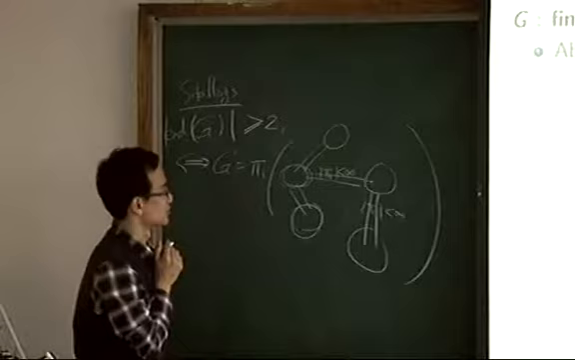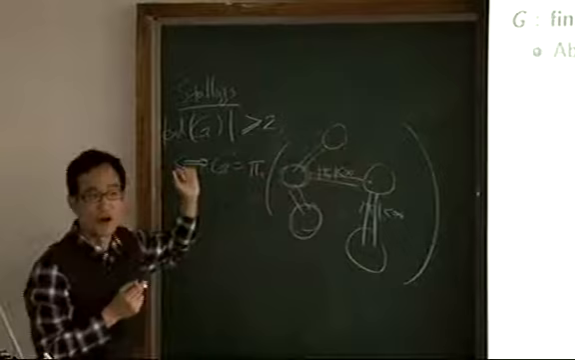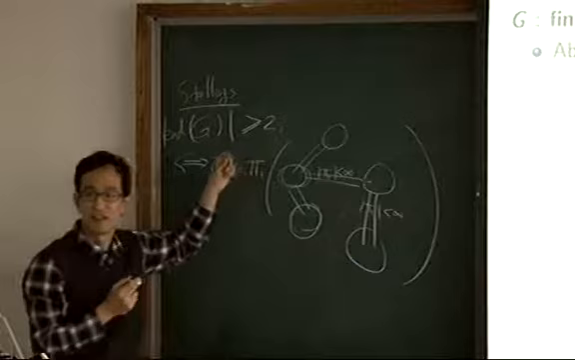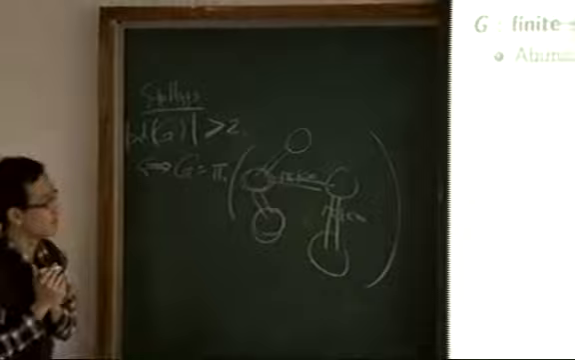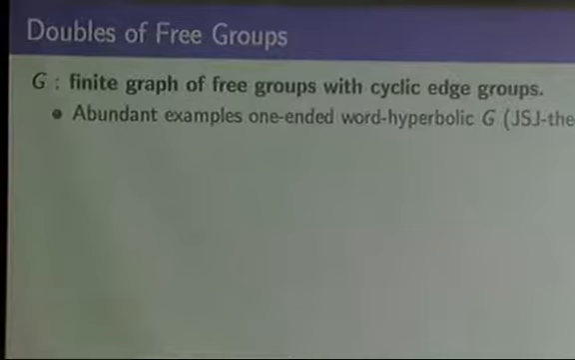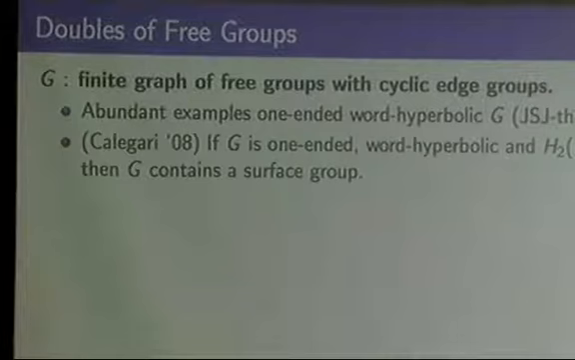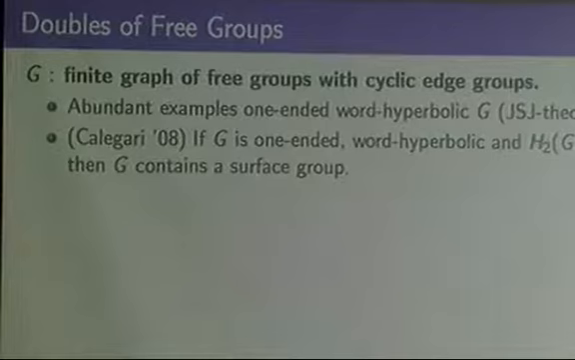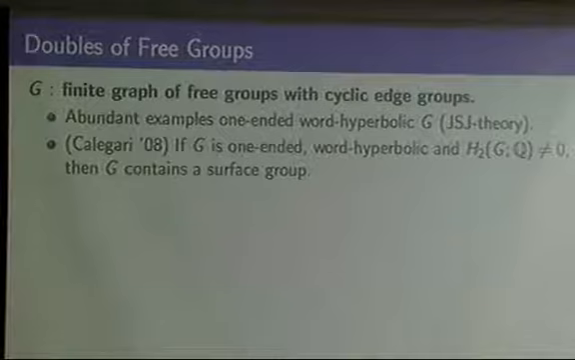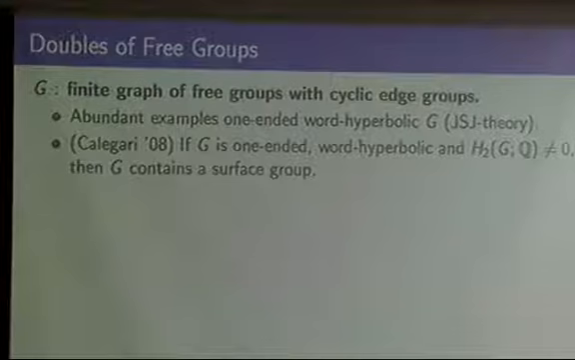In other words, take many, many graphs. For each graph, the pi one is free. And you attach several cylinders. The pi one of a cylinder is Z, cyclic edge groups. And according to JSJ theory, this is basically a basic step to go forward to the study of one-ended word hyperbolic groups. And Calegari in 2004 recently proved that for this kind of group, a finite graph of free groups, where finite means there are only finitely many vertex spaces and edge spaces, if it is one-ended and word hyperbolic, and in addition, if the second rational homology is non-trivial, then it contains a surface group.